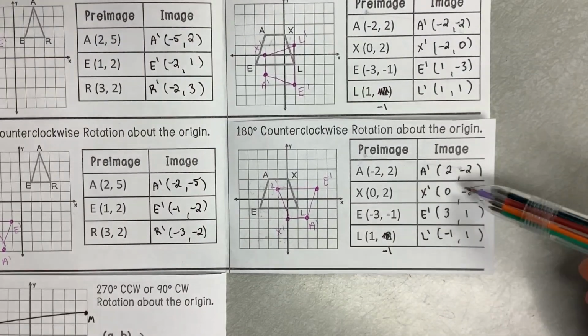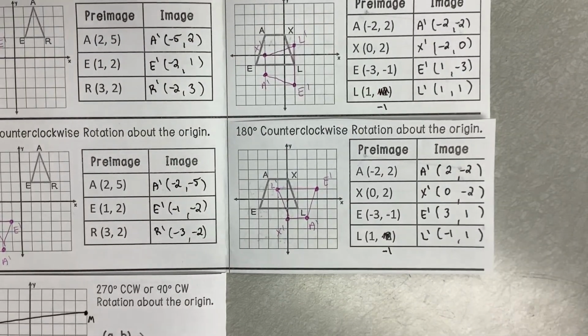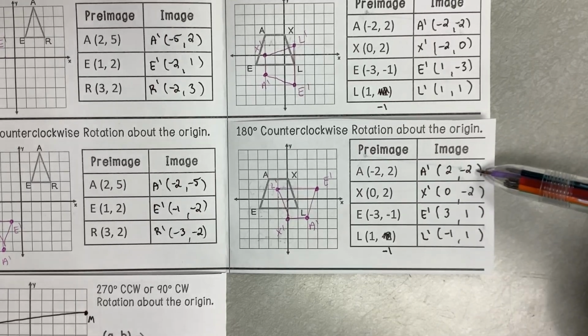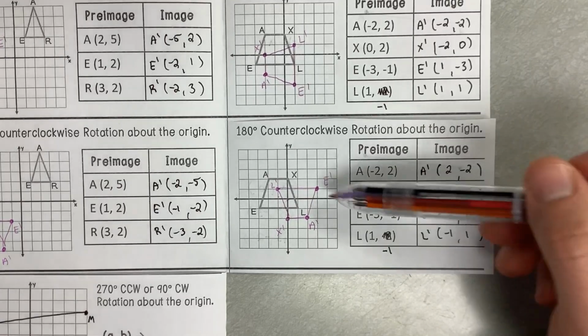Notice everything stayed in the same spots. I just changed the sign and everything. If there's a negative number, I made it positive. If there's a positive number, I made it negative. When I did that to all 4 of these, I just graphed them.